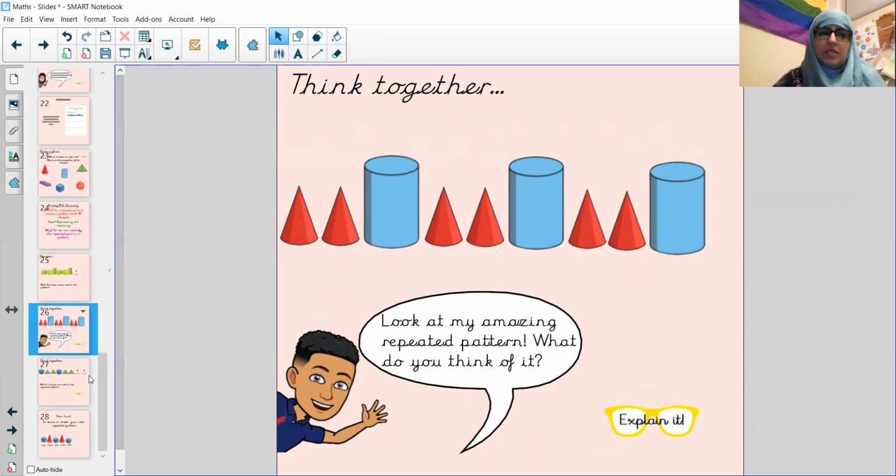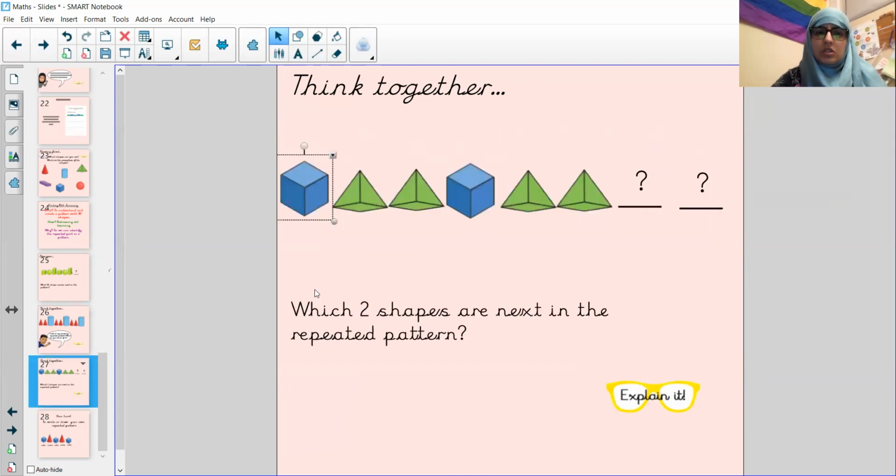And there's one more repeated pattern that I want to show you. Now this time, instead of you telling me which one shape is missing, I want you to tell me which 2 3D shapes are next in our repeated pattern. So let's start at the beginning of our pattern. So we've got 1 cube, 2 pyramids. 1 cube, 2 pyramids. What comes next?